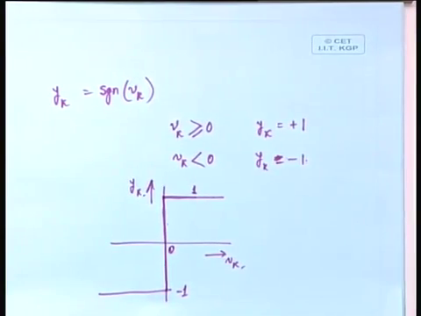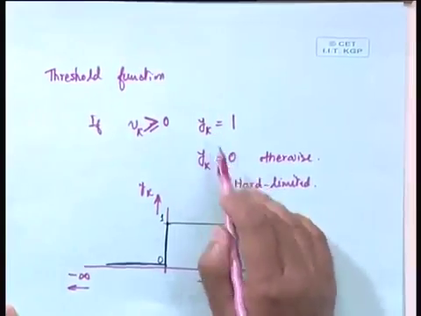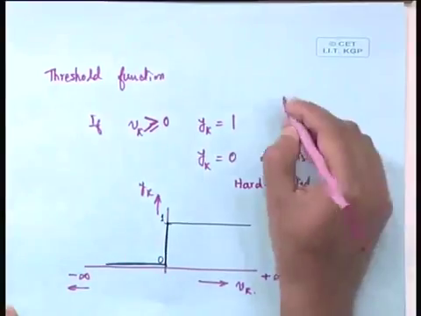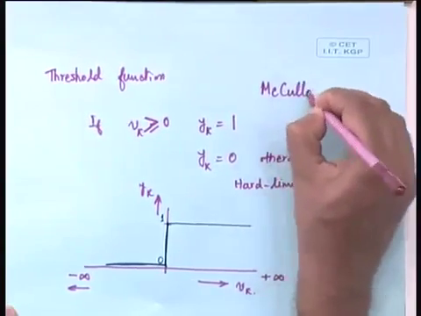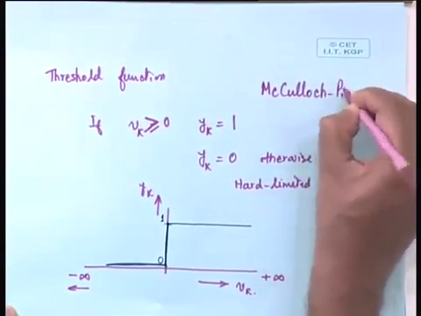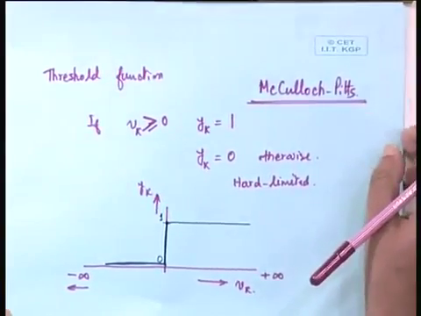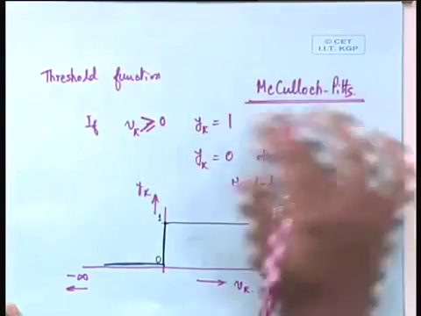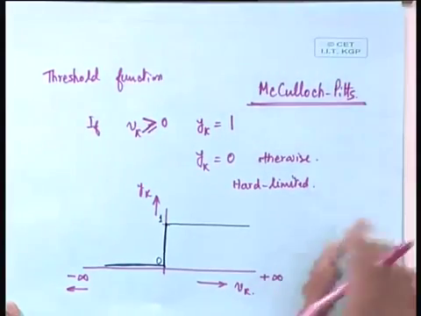In fact, this particular neuron model, where the response Yk can be either 1 or 0, defined as a threshold function like this, is known as the McCulloch and Pitts neural network model. It was originally proposed by them, McCulloch and Pitts. So this is often known as the McCulloch and Pitts neural network model.